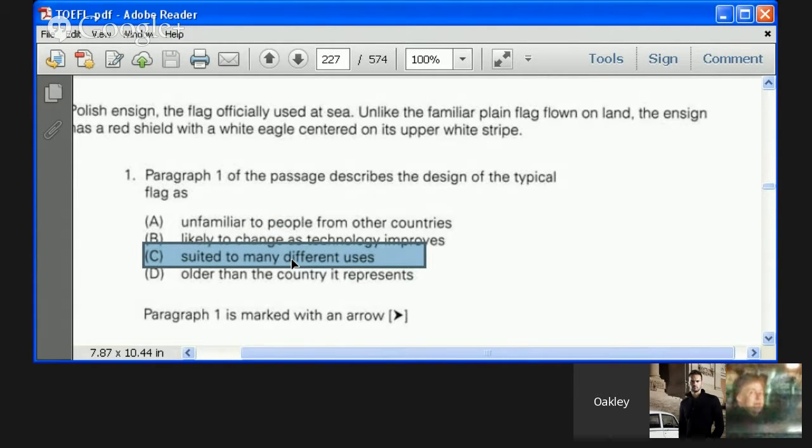Okay, next: suited to many different uses. The design is used for many different things. Giovanni didn't like this one. What do you think of this one? It is very general. Yes, kind of from the national flag to computer. I hear about D also, because all the country represent some flag.